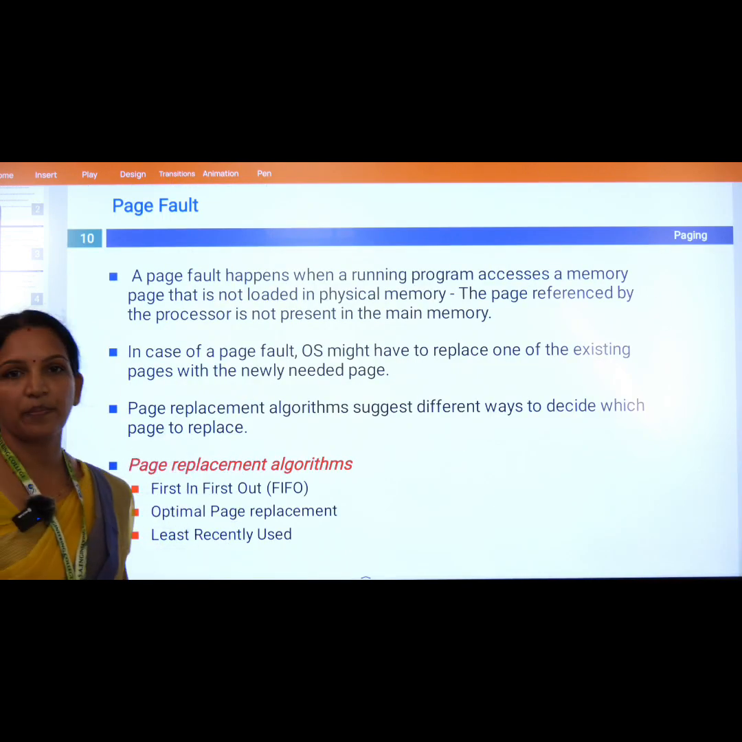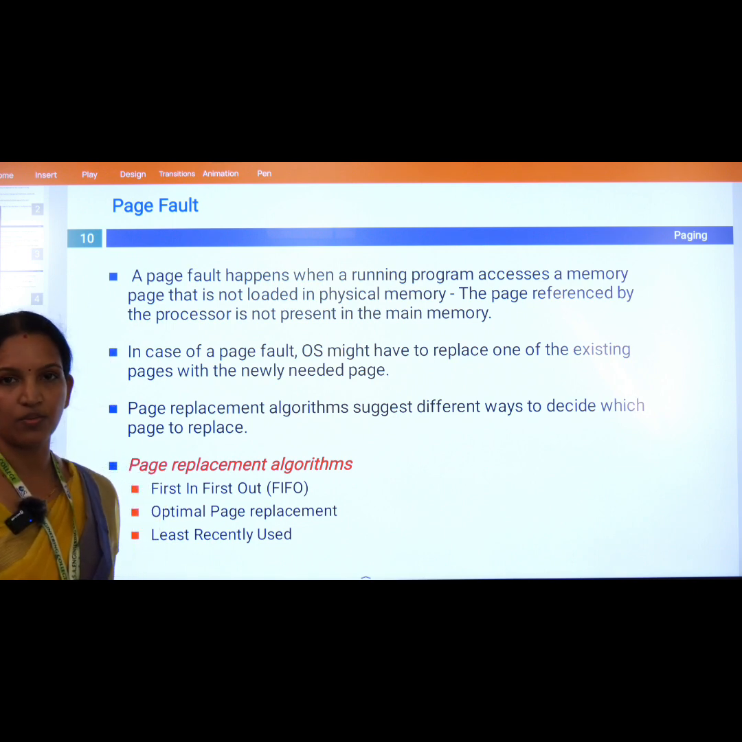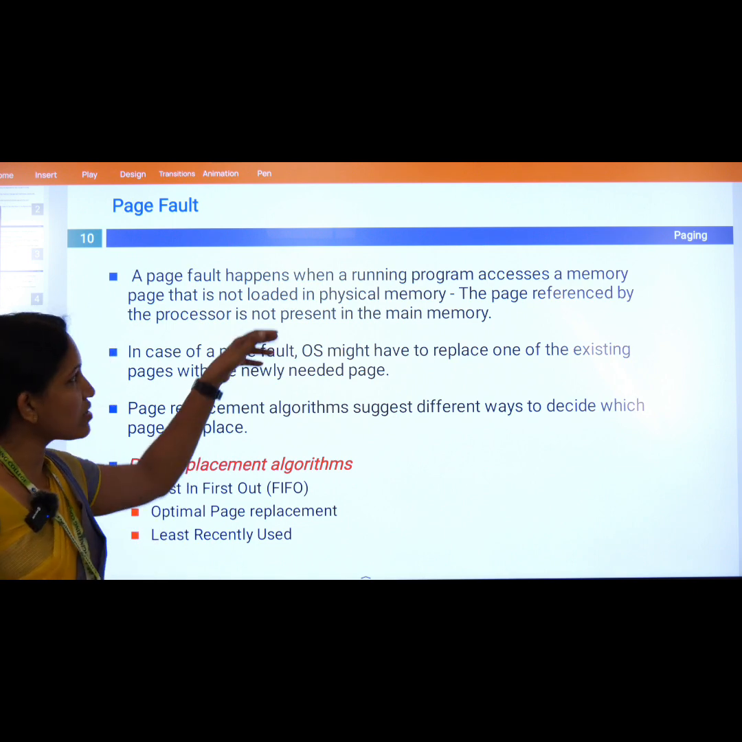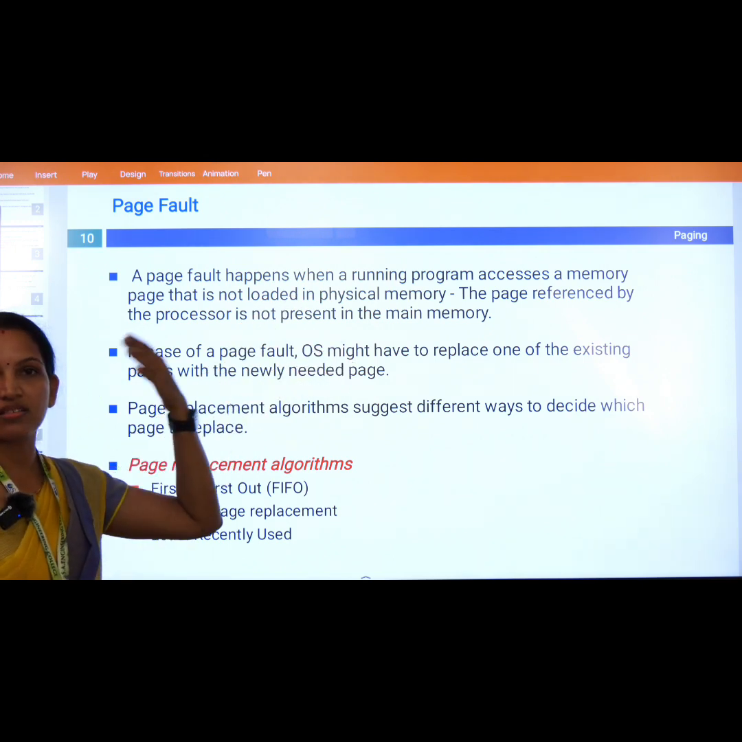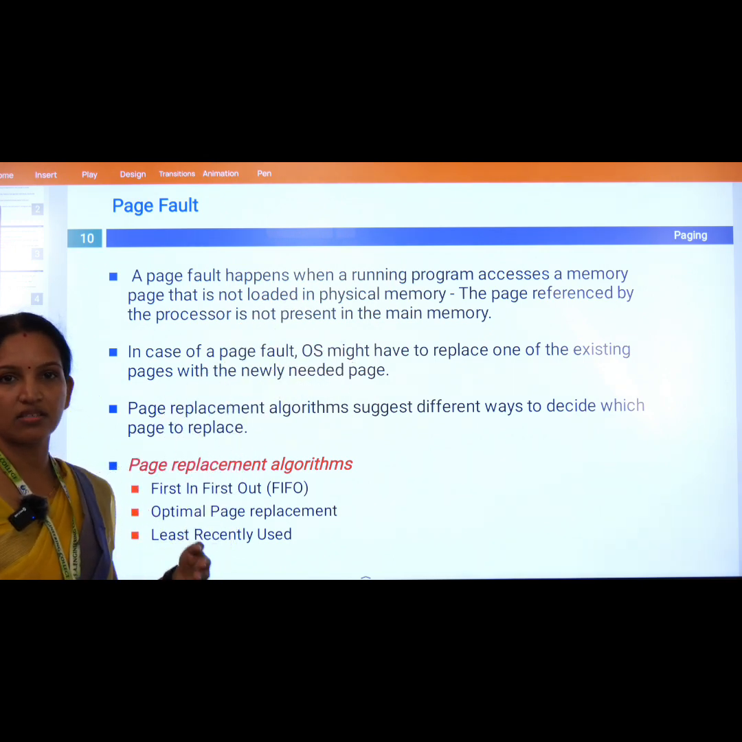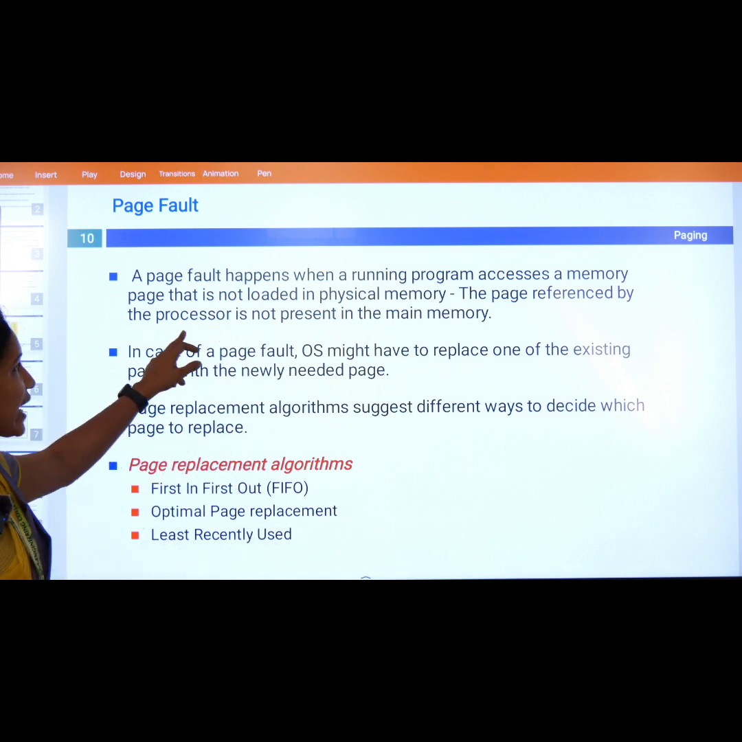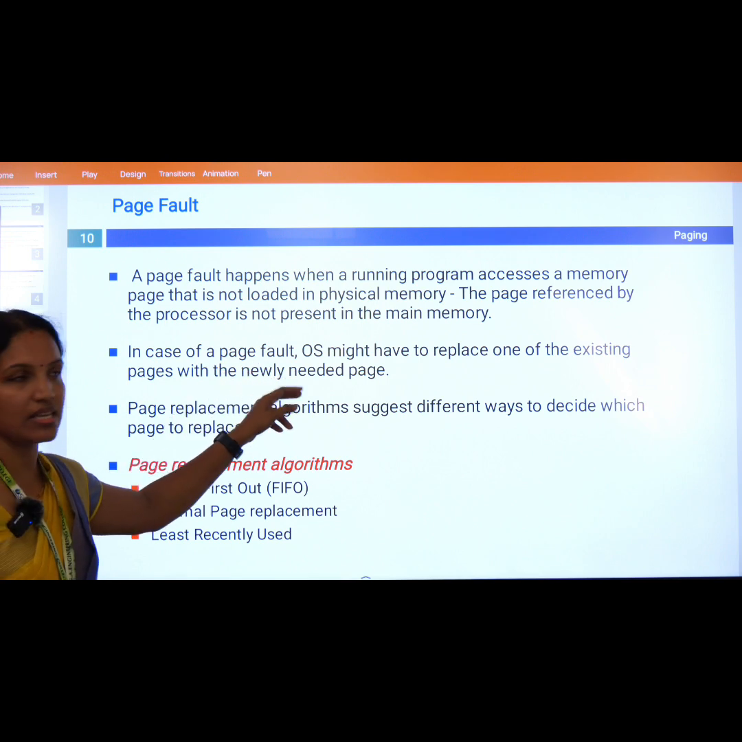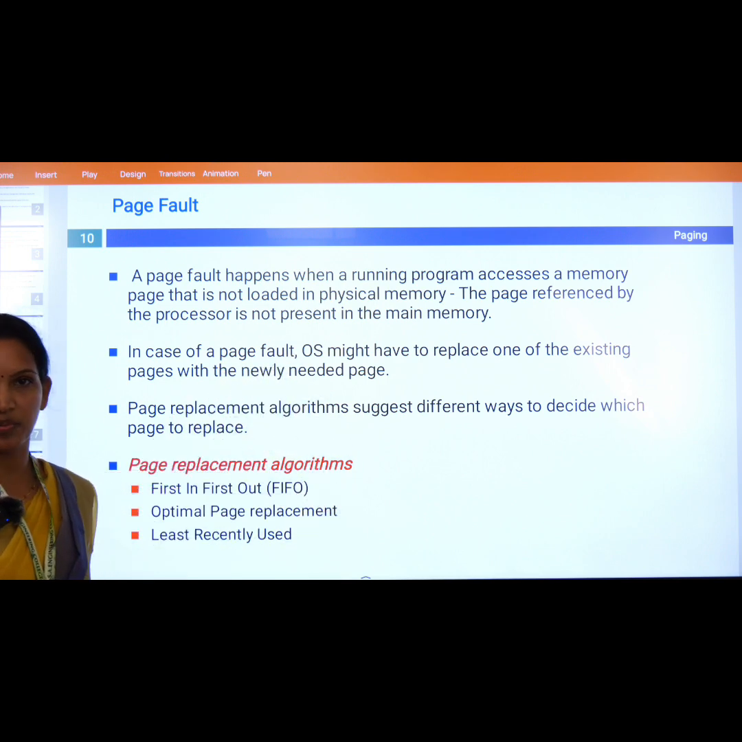Next we will see what a page fault is. A page fault is a situation where, when a process is running, it tries to access a page that is not currently present in the memory. Such a situation is known as a page fault. That means the page referenced by the processor is not currently in the main memory.